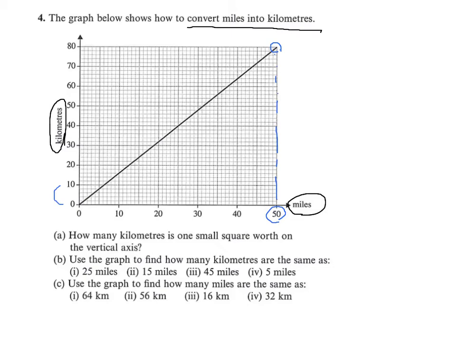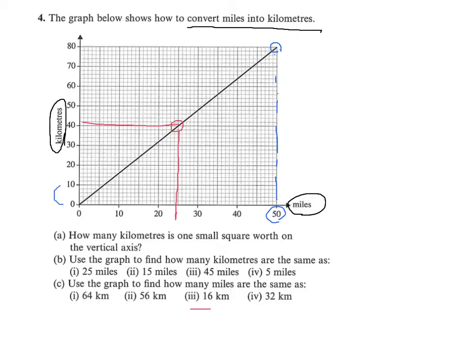So let's check. These aren't going to be perfect. I mean, there are decimal answers for these and stuff, but we're just going to estimate. Okay, here's 25, halfway between 20 and 30. And so we go up and up and up, and bam, we hit our line. So 25 miles is about, boom, 40 kilometers.